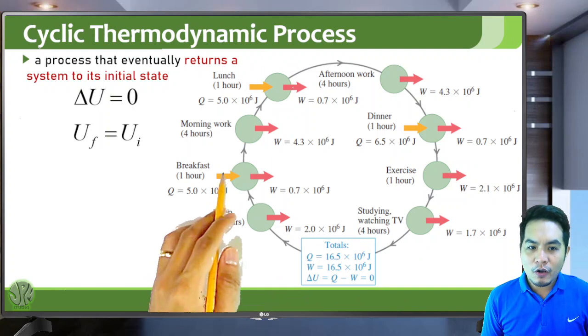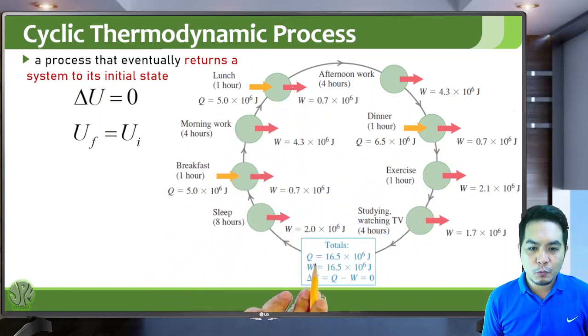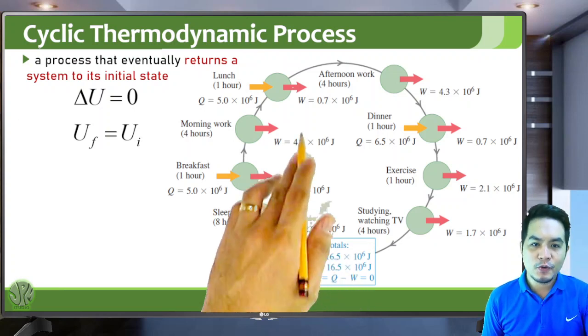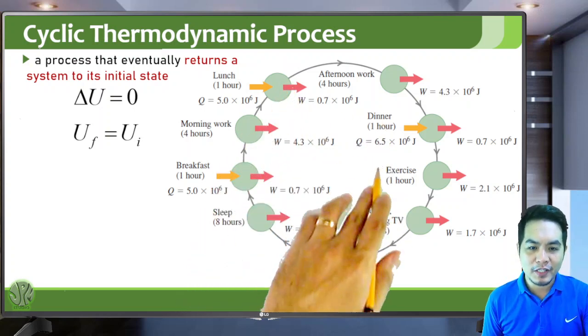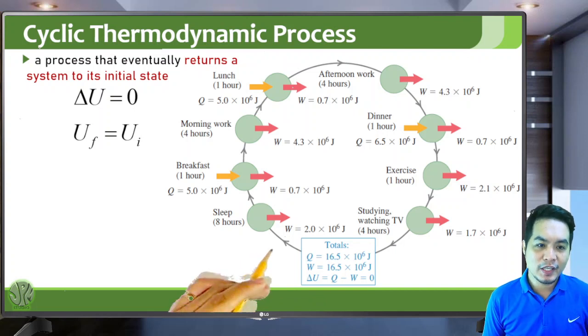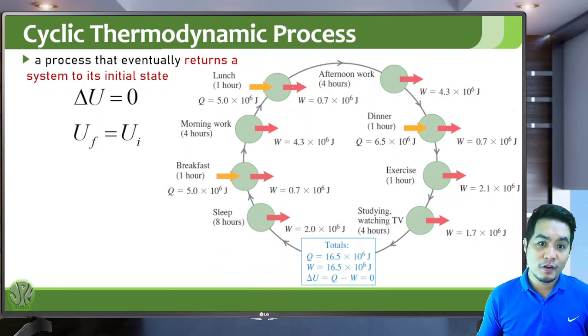If you add all of the heat absorbed by your body, it will be equal to, in this case, 16.5 times 10 to the 6 joules. And if you add all of the work done by your body, it will also be equal to the same amount of work as the heat. So in this case, the change in internal energy of your body is equal to 0. So meaning Q is equal to the work. The heat absorbed by your body is just equal to the work done by your body.